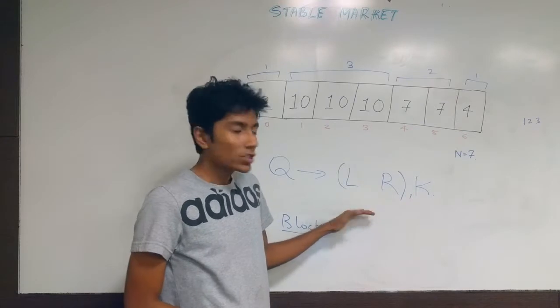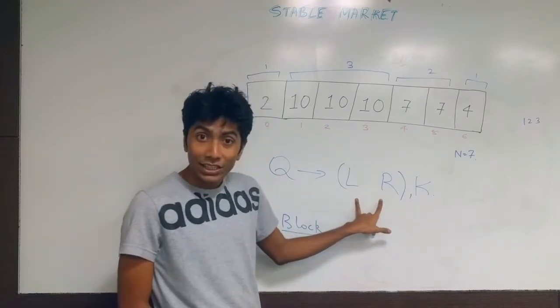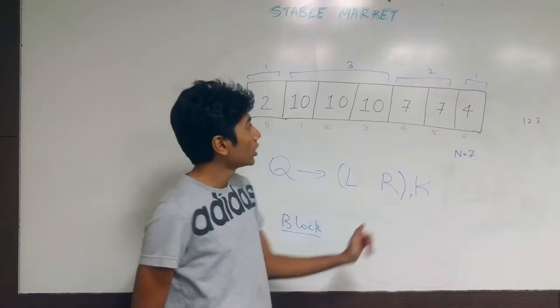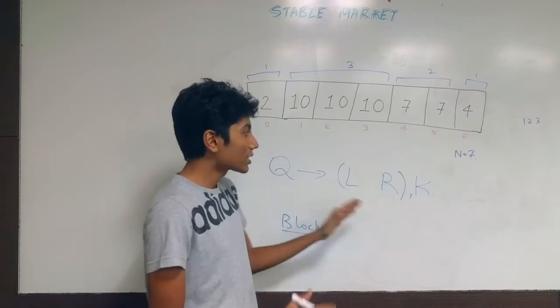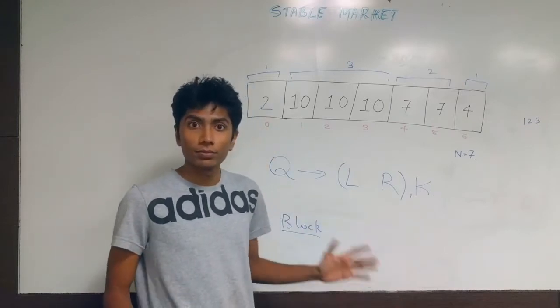So our job is to answer Q queries, such that you're given a range from left to right for each query, and you're given a number k. You have to find all blocks in this range which have size greater than or equal to k. That's our job, simply put.